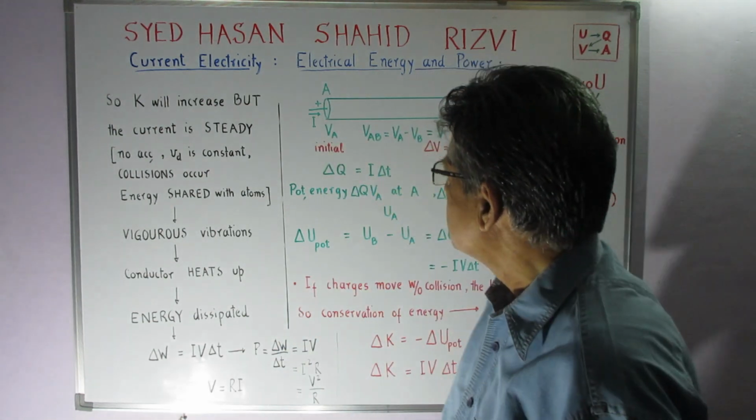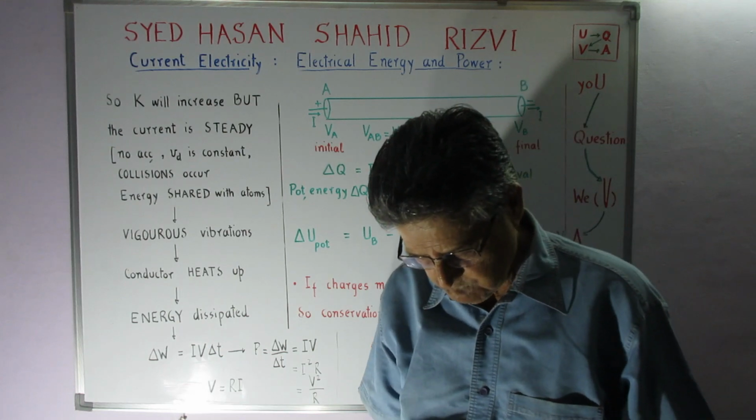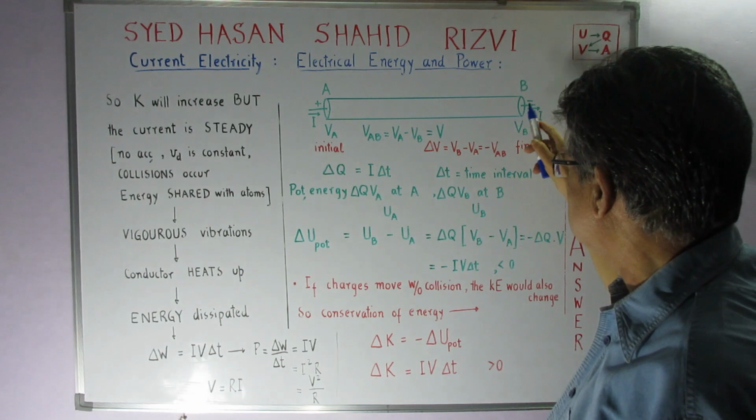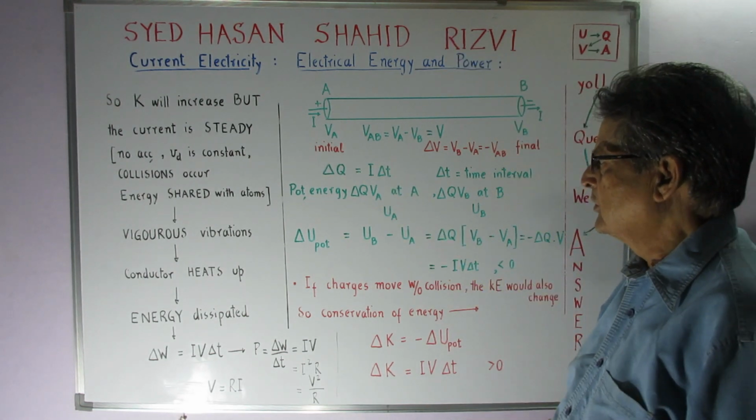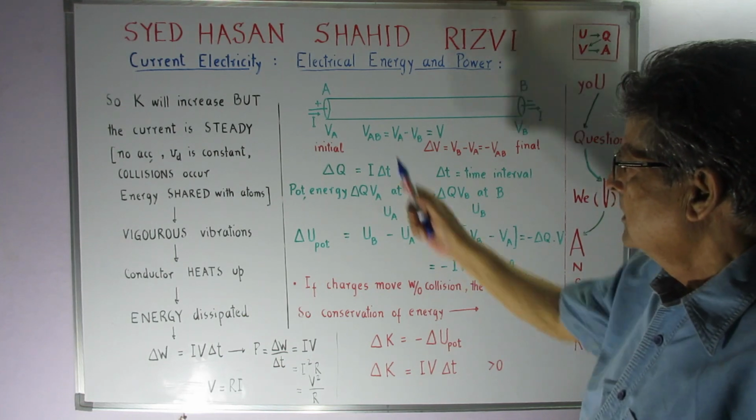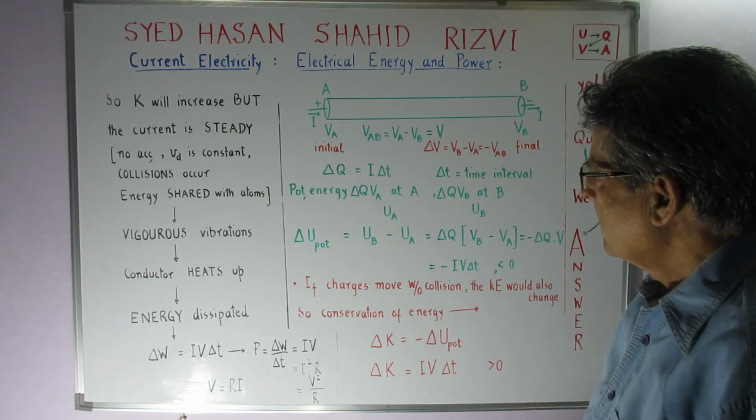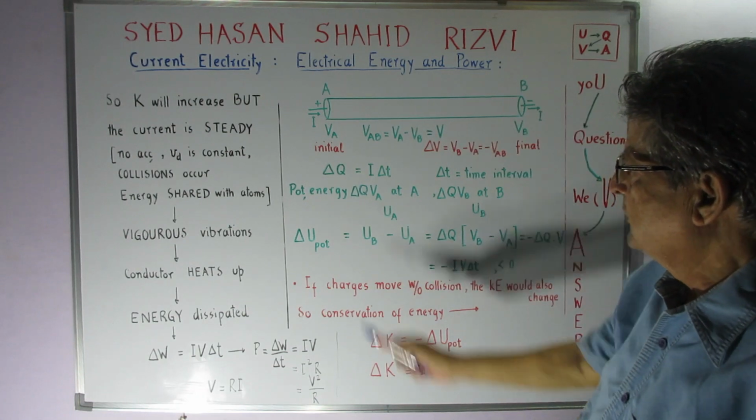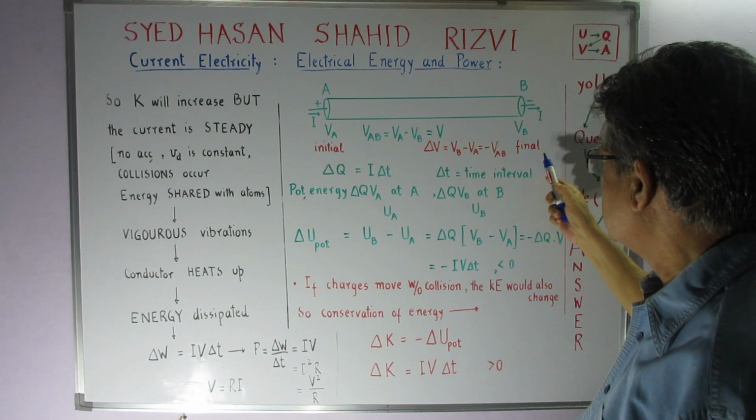And now we discuss the electrical energy and power. For that, I take a conductor of a certain length, area of cross section, etc. It doesn't matter. But these are the points A and B. Here the potential is VA, which we call the initial potential, and VB, which is the final potential.